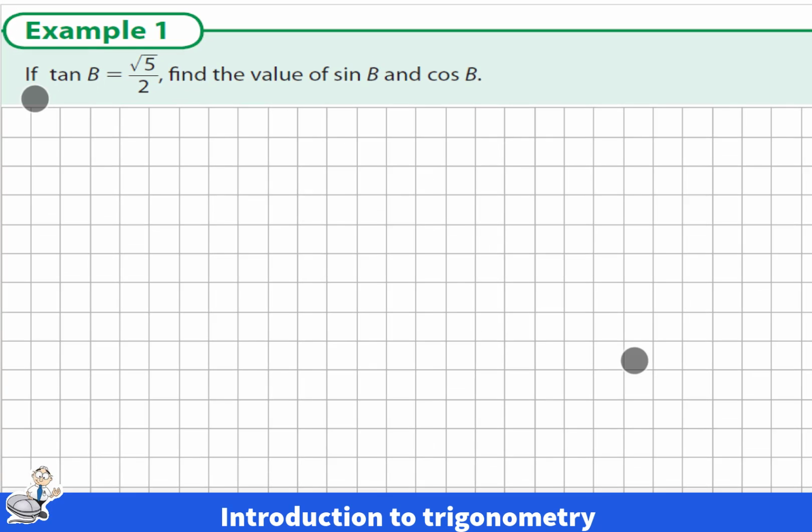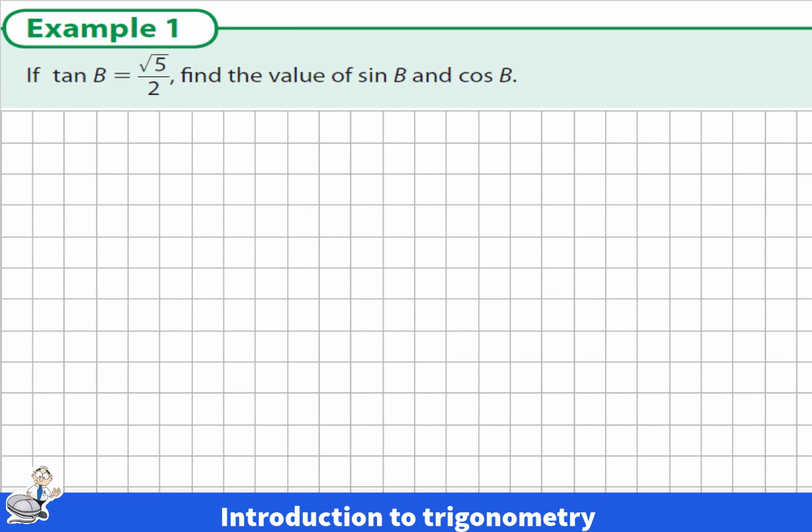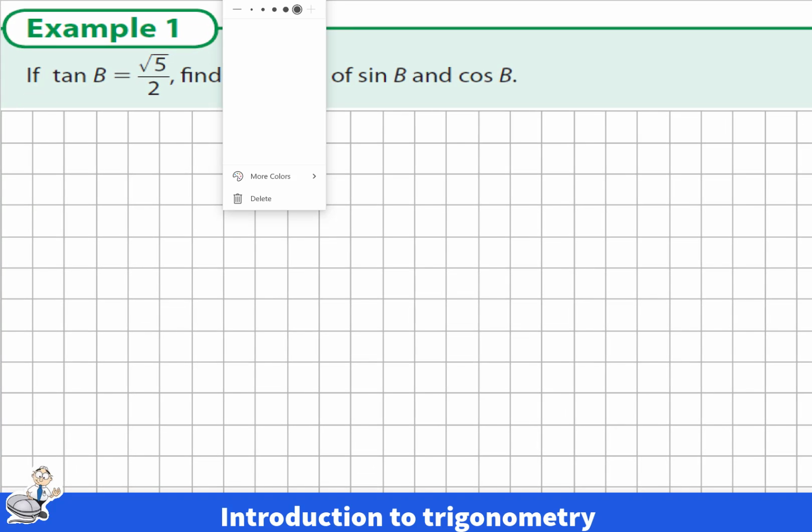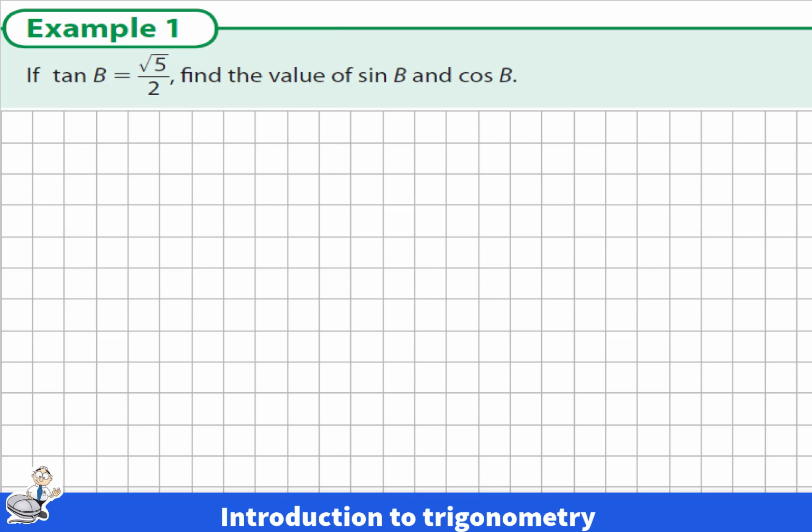Now, this is a new type of question, so I want you to watch what's going on here. This example is different than we met yesterday. Okay. It says tan B is the square root of 5 over 2, and we're to find the value of sine B and cosine B. How you do a question like this is, first thing is draw a right angle triangle. So this is the first step, and draw any one. It doesn't have to be to scale. So there's a right angle triangle.